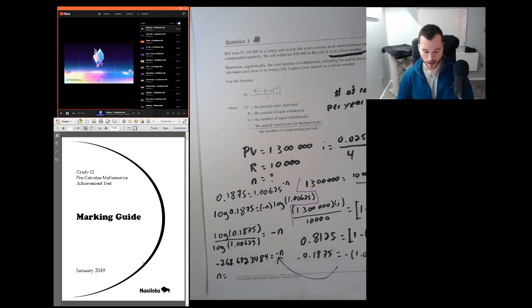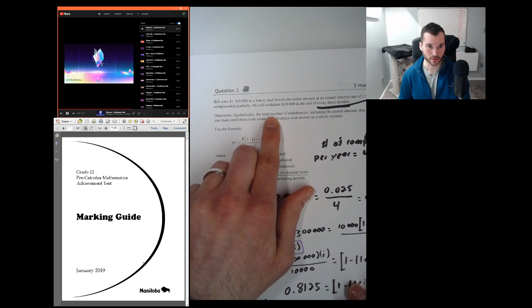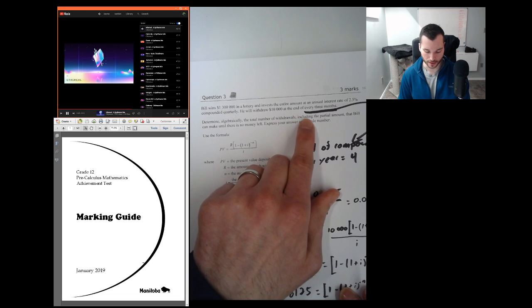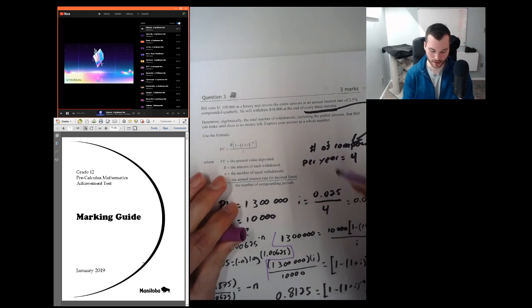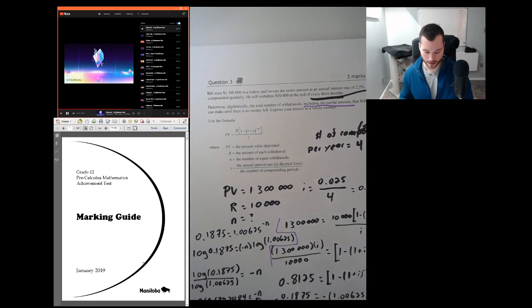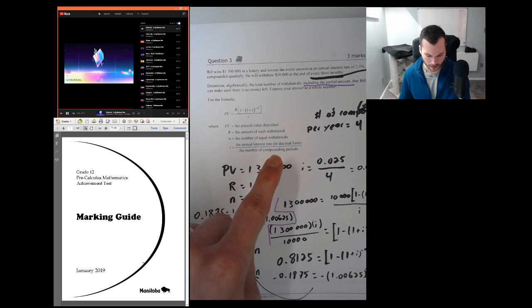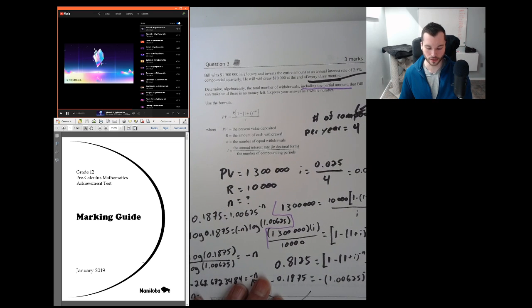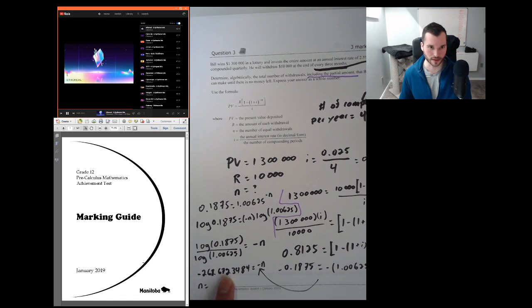N equals, now remember, what they're going to say is determine algebraically the total number of withdrawals, including the partial amount. Interesting. They're going to actually say here, including the partial amount. So we are actually going to leave it in terms of that Bill can make until there's no money left, right? This is our including partial amount here, because you can see that that's our partial amount of takeaway.